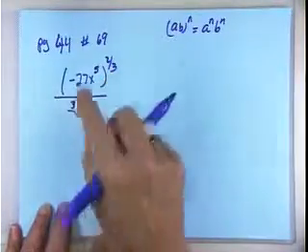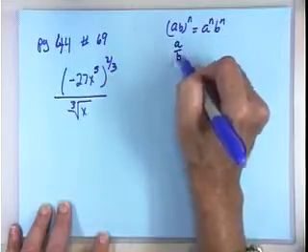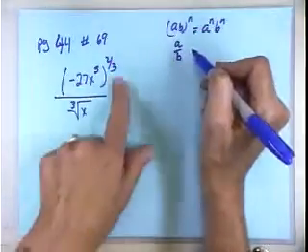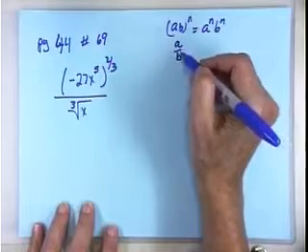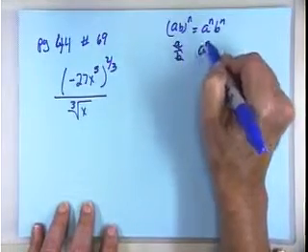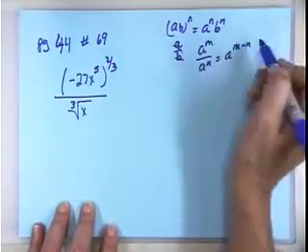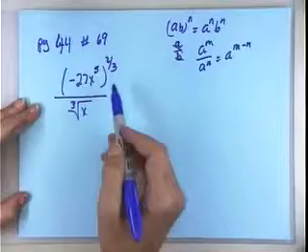And then it looks like we're going to have a division problem. So remember a over b. It looks like we'll have some bases the same. So a to the m over a to the n is what? A to the m minus n. Okay.